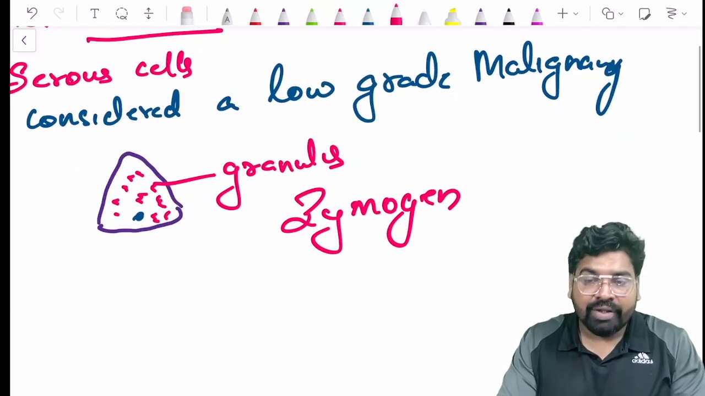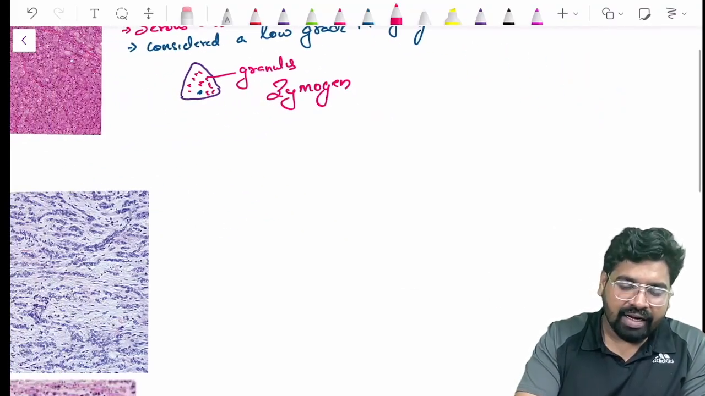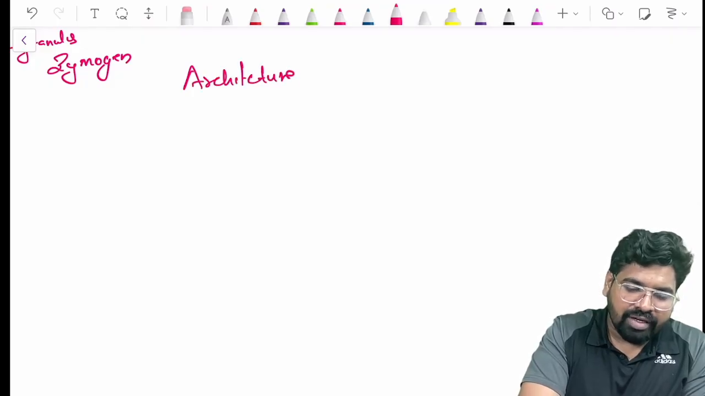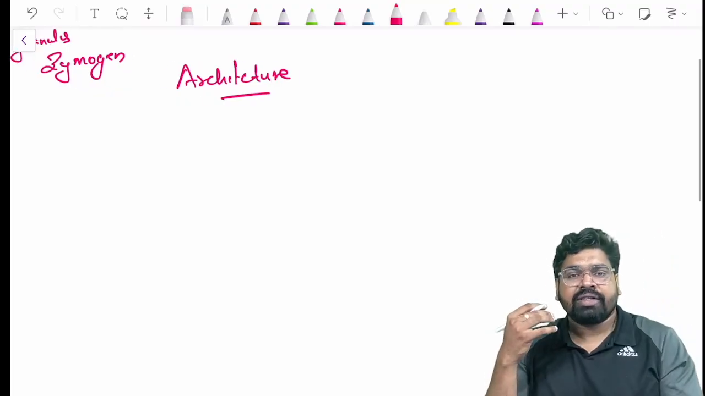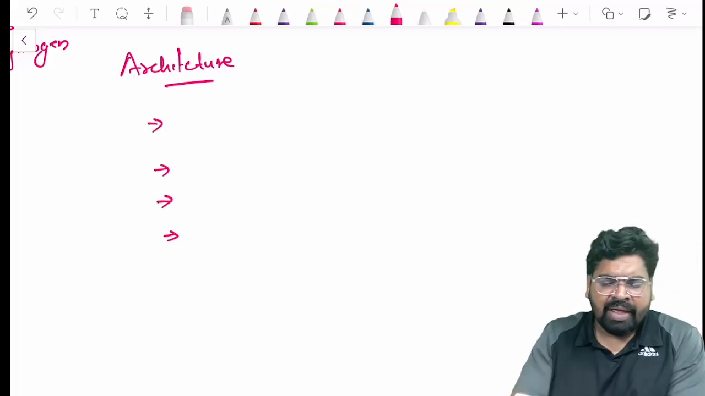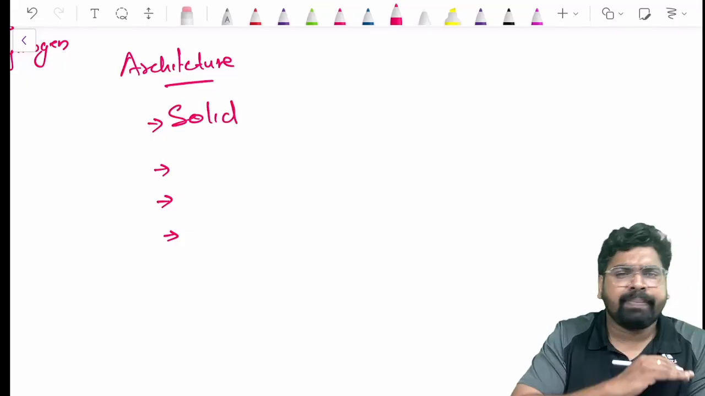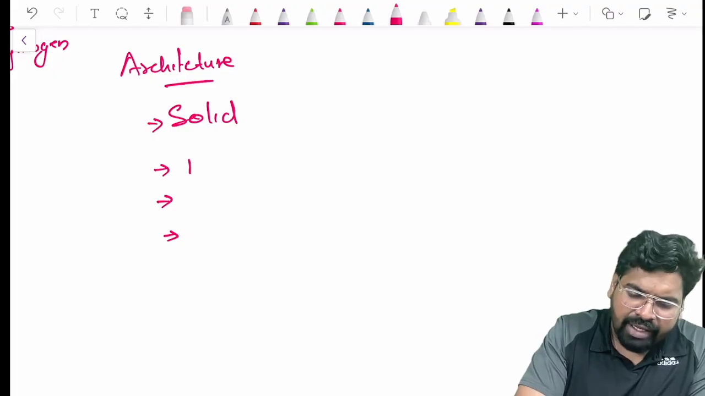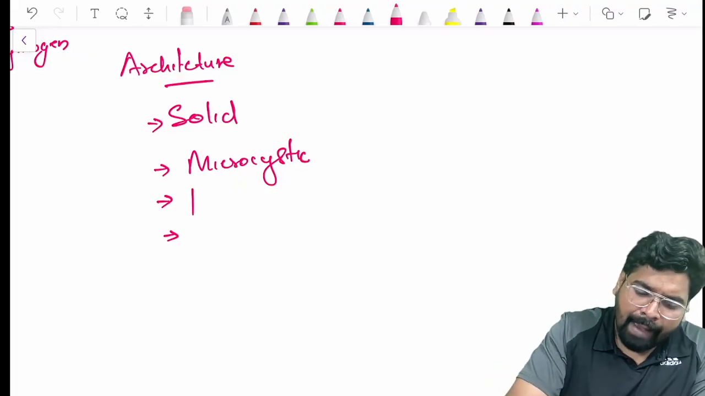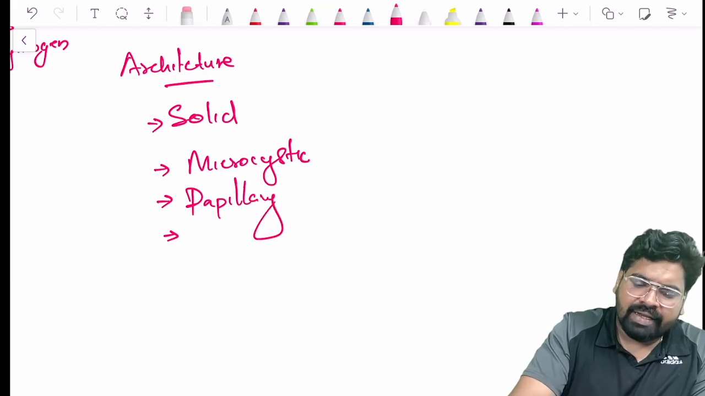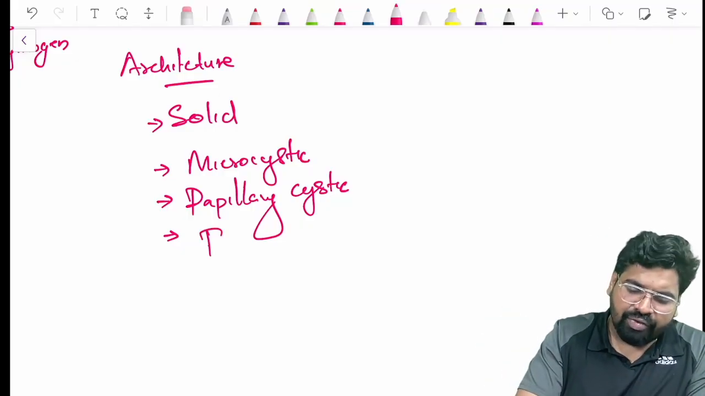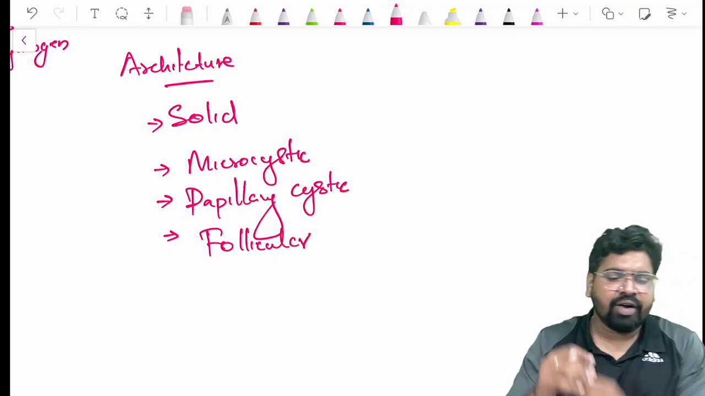Now you know the cell. Let's see the architecture. What architecture does acinic cell carcinoma show? Please remember the four types of presentation. They can be solid in nature, meaning completely solid sheets. Then they can be microcystic, meaning small cystic spaces. They can be papillary cystic, meaning they can sometimes show papillary projections into the cystic cavity, and they can be follicular, just like follicles within a thyroid.